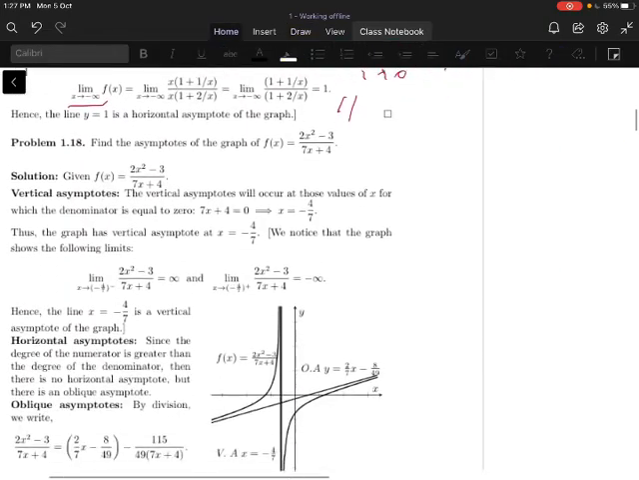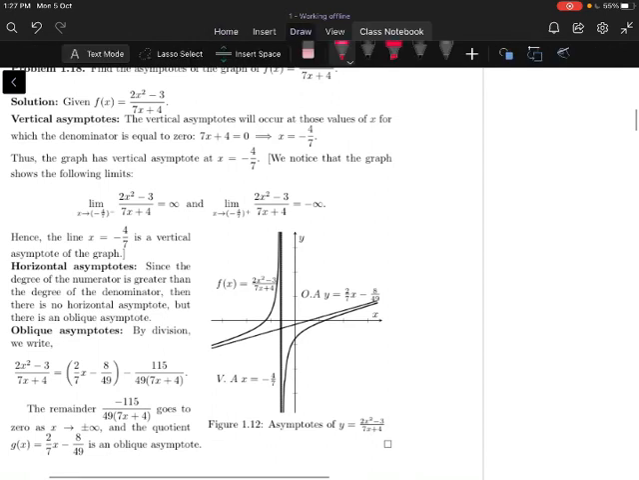Now let us move to the next problem here. Find all possible asymptotes of the function (2x² - 3)/(7x + 4). To find the vertical asymptotes, you take the denominator and equate it to 0. So that is 7x + 4 = 0. This simply gives x = -4/7, a vertical asymptote of the graph. Otherwise, we can check through the definition which we solved here.